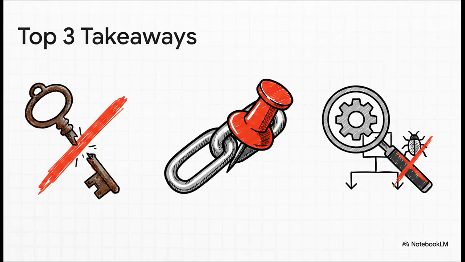Okay, so that was a lot. If you remember nothing else, please remember these 3 things. Number 1, get rid of your stored secrets and adopt OIDC. Number 2, pin all of your third-party actions to a full commit hash. And number 3, automate security scanning as a pull request check. Just doing those 3 things will massively improve your security posture.